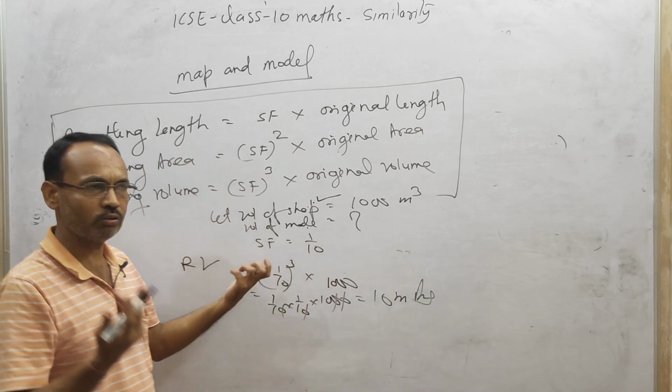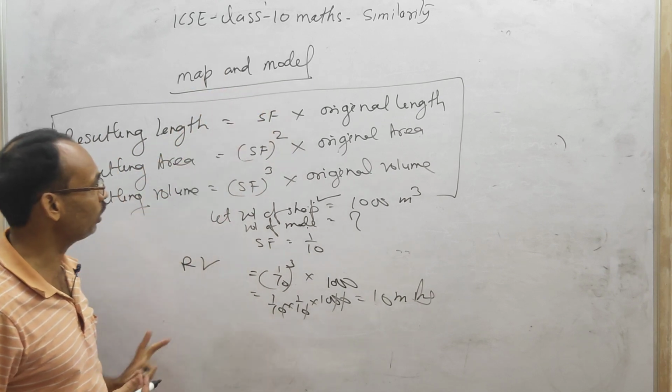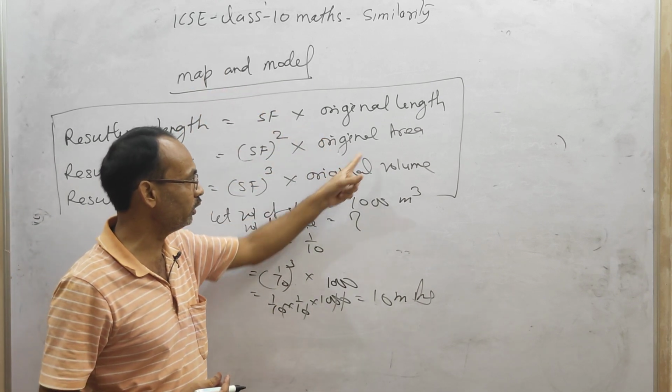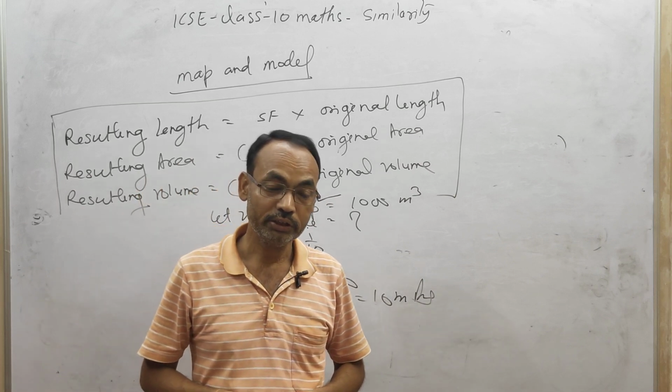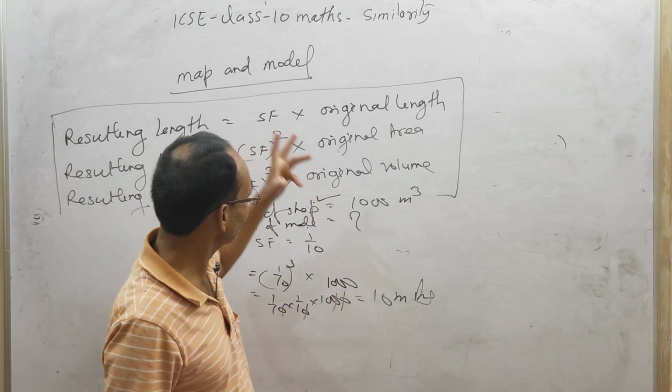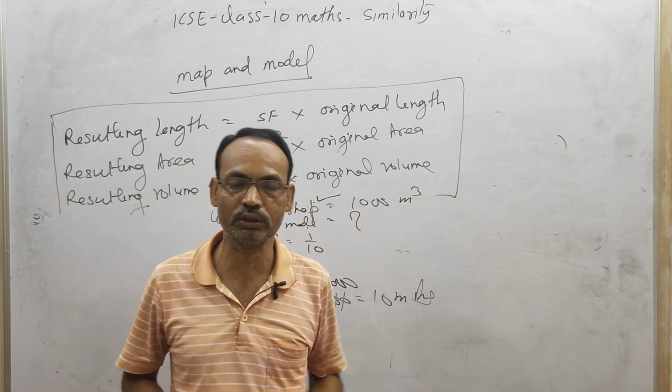So you can easily calculate any value by putting in the map and model formulas, the original length, original area and original volume.